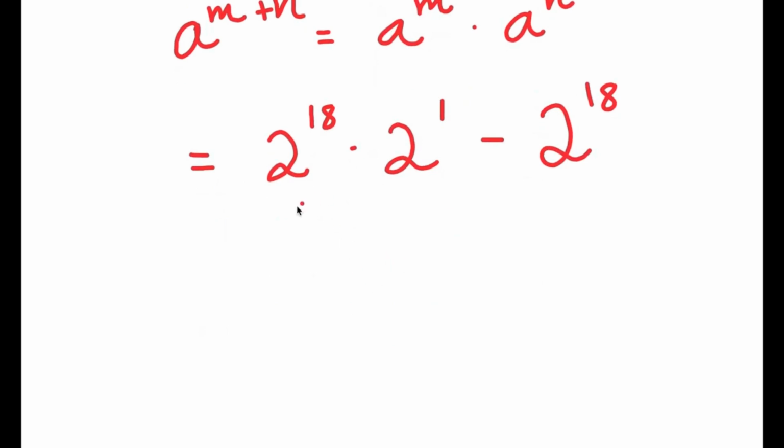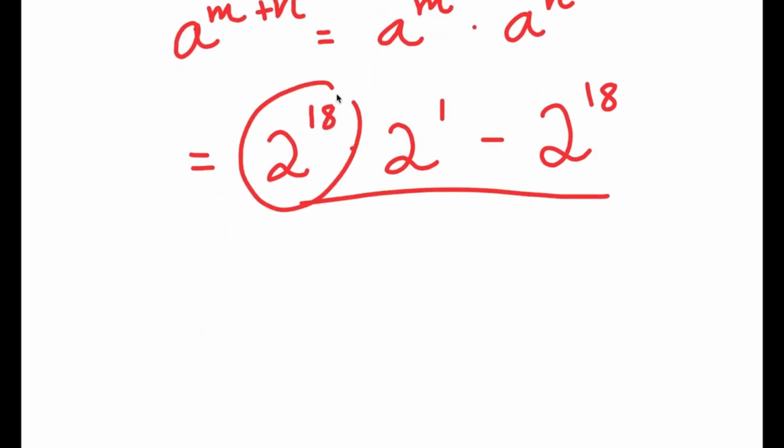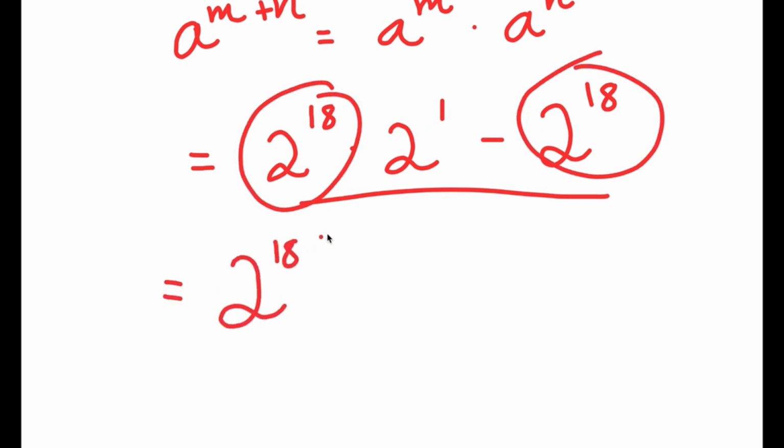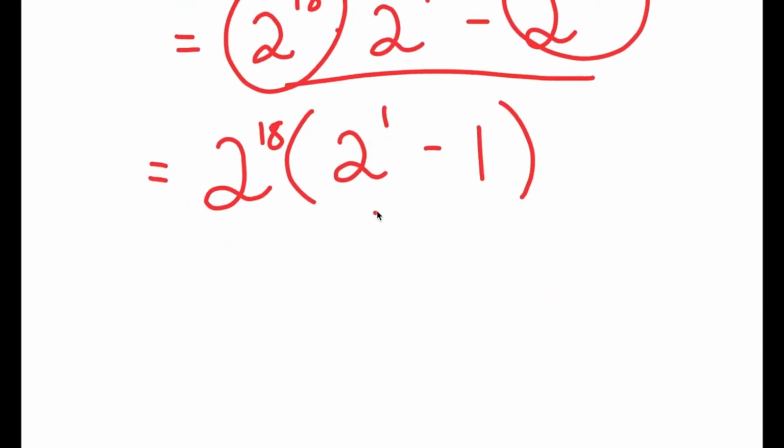Now from here, because I have two terms that are the same, I can factor out 2 to the power of 18. So I get 2 to the power of 18 times, 2 to the power of 1 divided by 2 to the power of 18 is simply just 2 to the power of 1, and negative 2 to the power of 18 divided by 2 to the power of 18 is negative 1. So I get 2 to the power of 18 times 2 to the power of 1 minus 1.